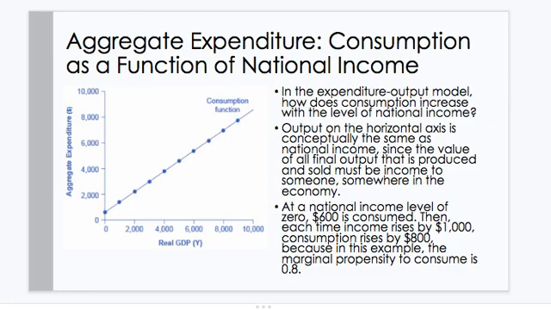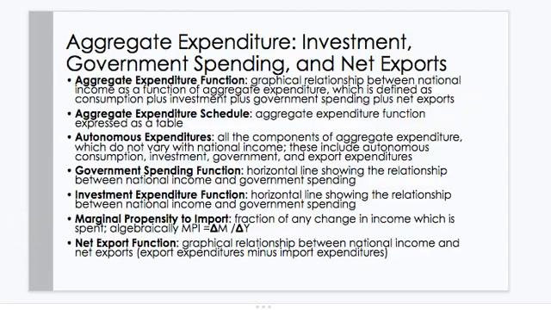Output on the horizontal axis is conceptually the same as national income, since the value of all final output that is produced and sold must be income to someone somewhere in the economy. At a national income level of zero, $600 is consumed. We can read that off the AE vertical axis. Then each time income rises by 1,000, consumption rises by 800, because in this example, the slope of the line, the marginal propensity to consume, is 0.8.